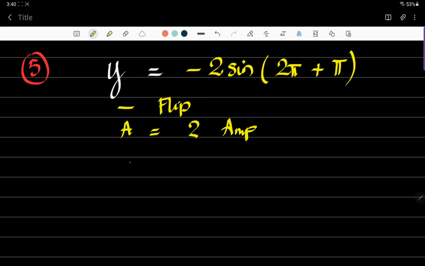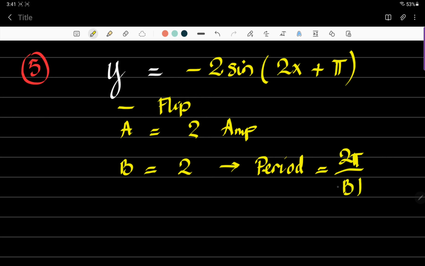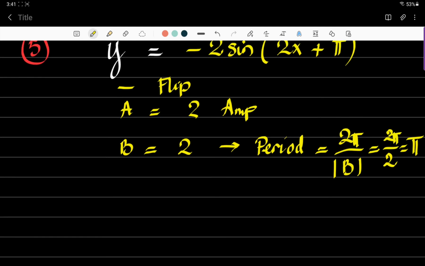In this case, what's B? B is the number next to x. In this case, 2. Once you know the B, you do the period right away. Period is the most important for you to know where you're at. The period formula is 2 pi over B, absolute value. You don't care what sign. So in this case, 2 pi divided by 2, you have pi. Usually your period, one circle, is 2 pi, but now it's shorter.